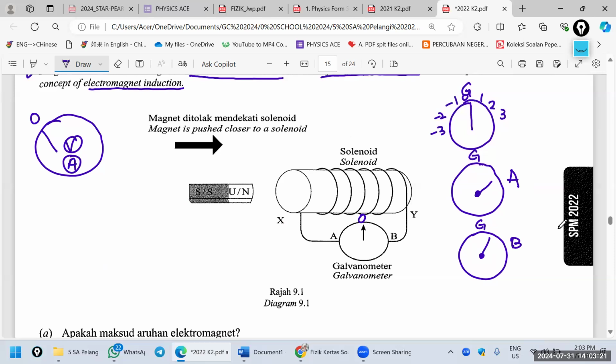A, B. Okay, thank you. Can someone close the door? Thank you. Actually it is A, correct, because 0 is at the center. But if it is a voltmeter or ammeter, 0 is on the left hand side.